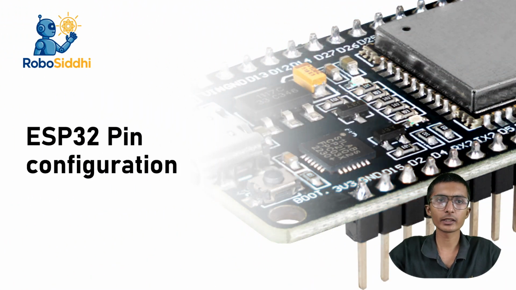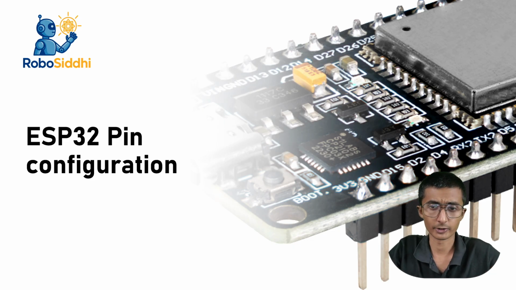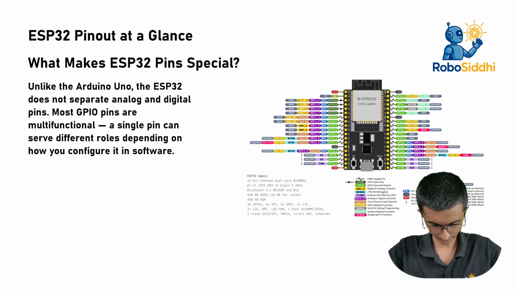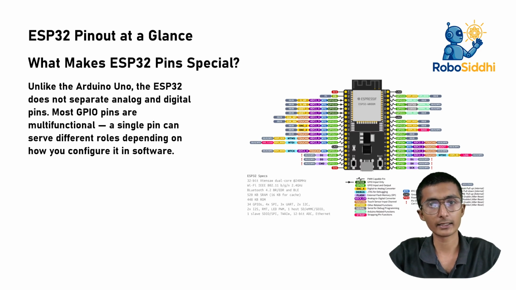Okay guys, so ESP32 pin configuration. We are going to take a look at the pins of our ESP32. Now let's begin. First of all, let's take a look at the pinout of ESP32 at a glance. What makes ESP32 pins special? It's a special microcontroller, therefore the pins are special as well. Now let's talk about why it's so special.